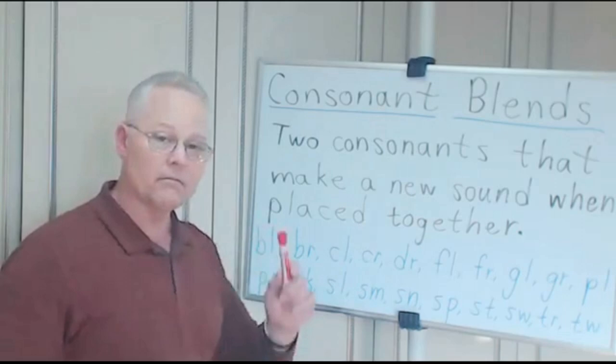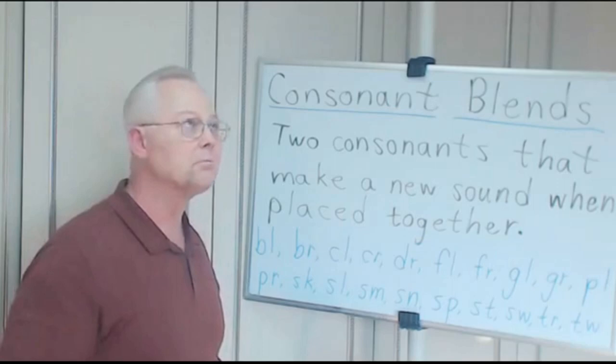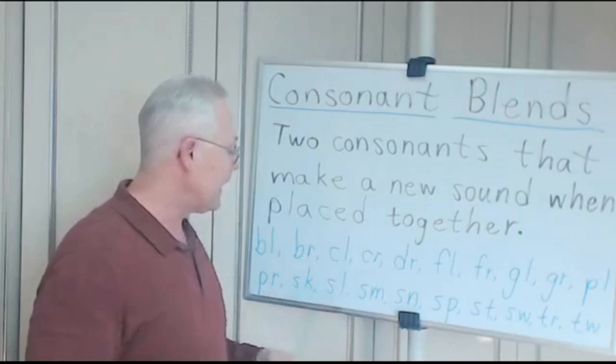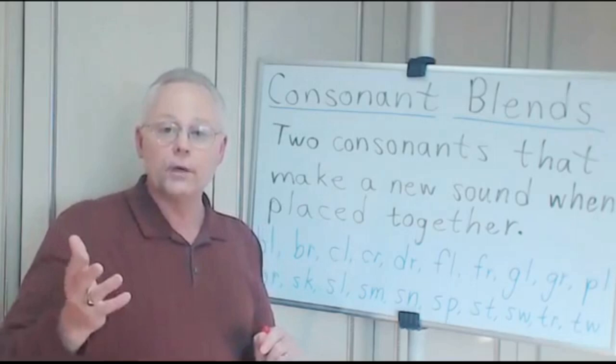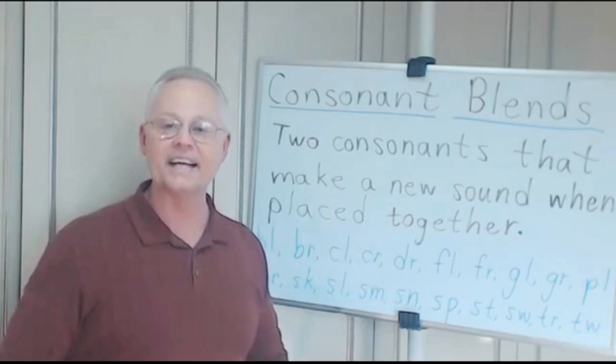S-M. We have S, M, kind of an M sound. Sm, sm. How about small? Something that's small. Maybe you have very small feet, so you buy very small skates to go ice skating or roller skating with. S, sm. Take away the M, put on an N. Now we have S. N sounds like N.